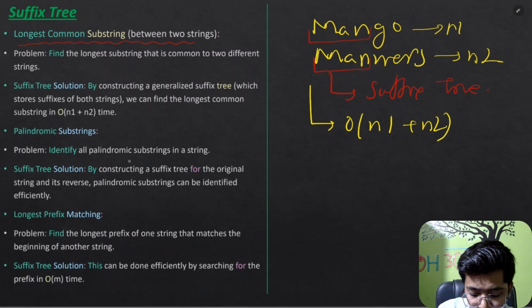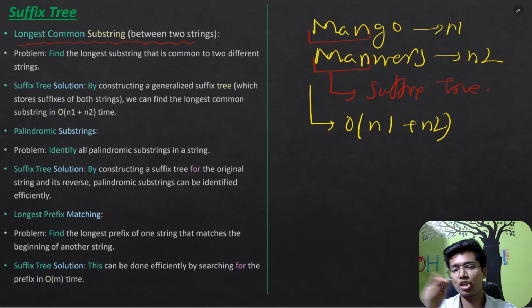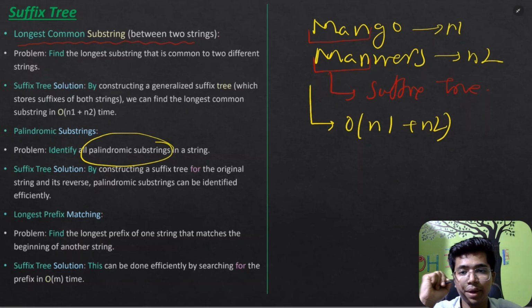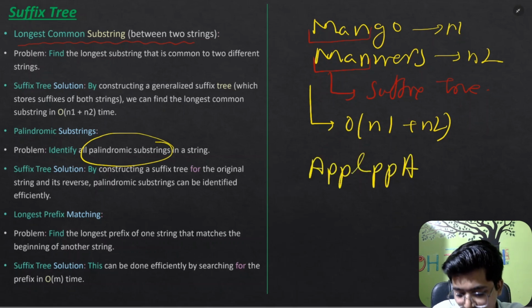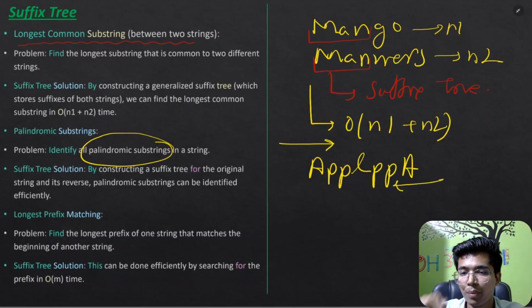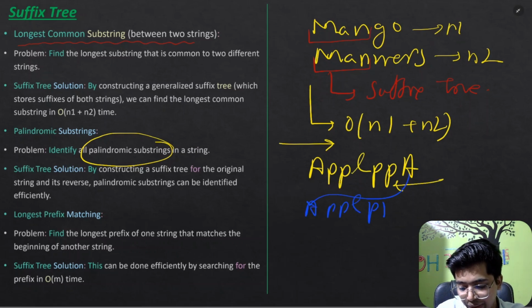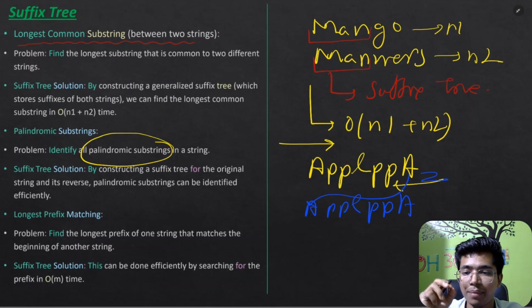Palindromic string. Problem: identify all palindromic substrings in a string. Suppose there is a long string and there are palindromic substrings in it. Many of you might wonder what palindromic means. A palindromic string is one where, if you write the string in reverse order, it will be the same. Like, let's say, A P P L P P A. Whether we write it from this side or this side, we get the same word. This type of string is called a palindromic string.